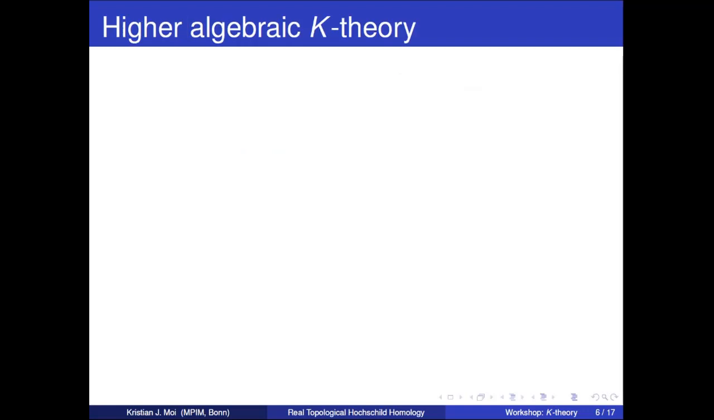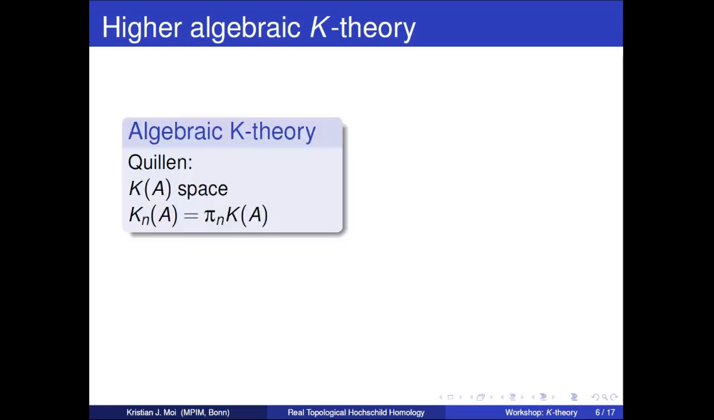Let's see. So now we've introduced K0 and GW0. These are just the lower algebraic K theory, and here are the higher groups. After Quillen, we have a definition of higher algebraic K theory: you take your ring, construct a certain space or spectrum, and then the algebraic K groups are the homotopy groups of that space.